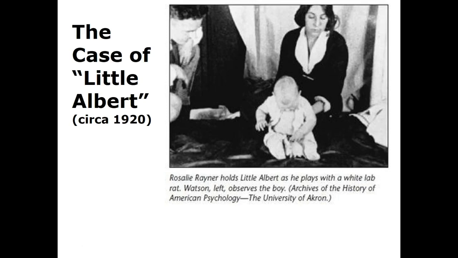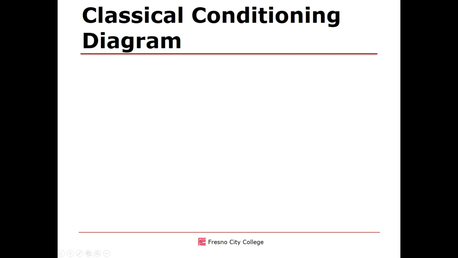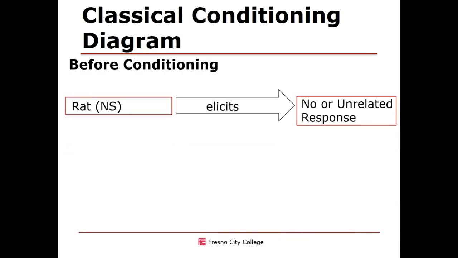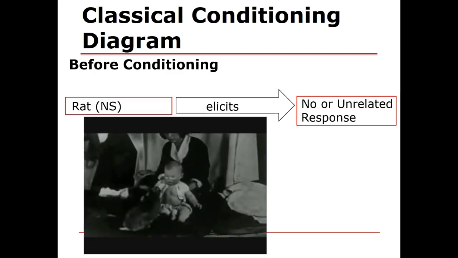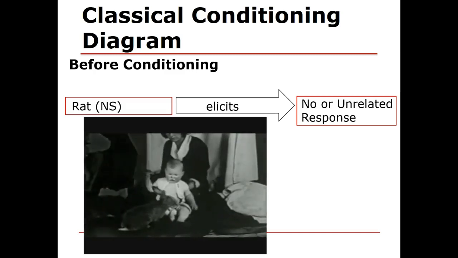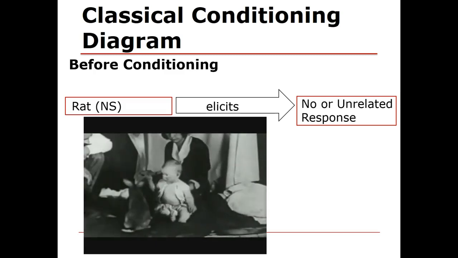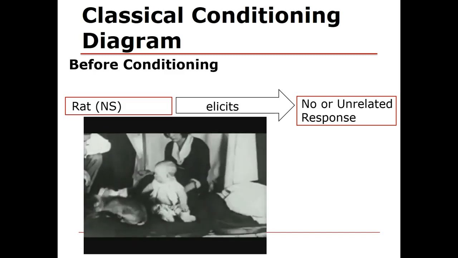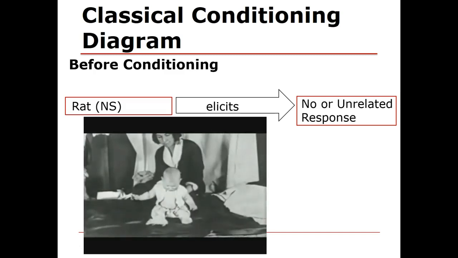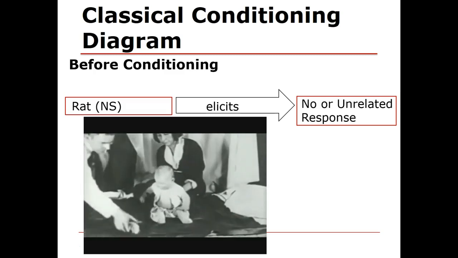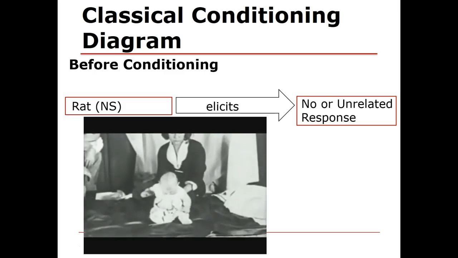Before I introduce you to more new vocabulary, let's go through the US, UR, CS, and CR of Watson's Little Albert experiment. Before conditioning, Watson established that the white lab rats were in fact neutral. You see in this video footage that Little Albert is not afraid of a white rat, a brown rabbit, a medium-sized dog, or even a monkey on a leash. We know, however, that a loud noise will naturally bring about a startle or fear response.